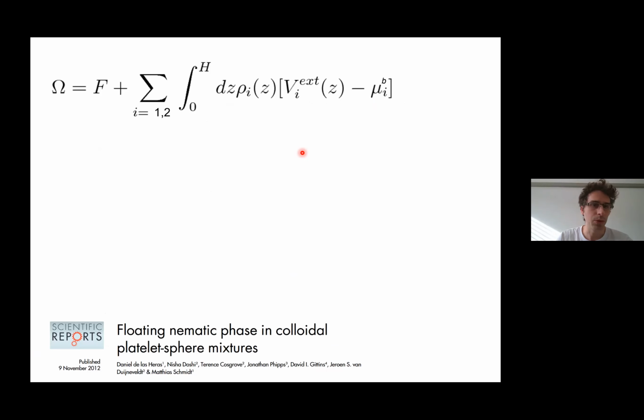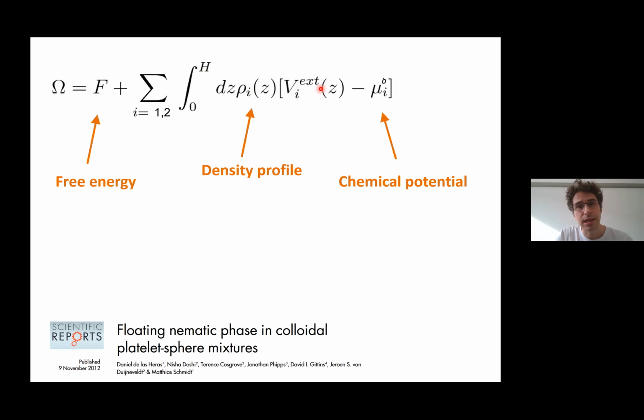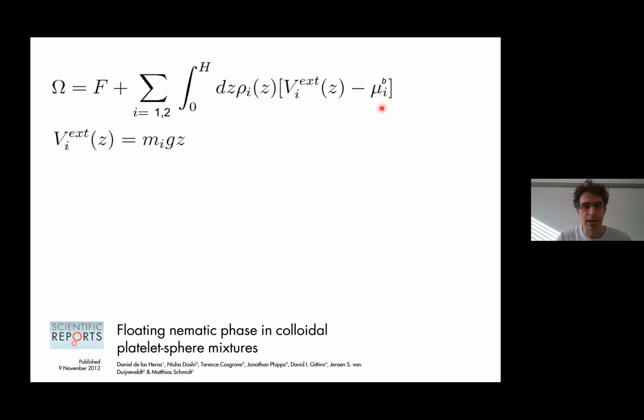And what we do that seems to work very well is the following. So we consider the grand potential. The grand potential is the free energy, and then we have a sum over the species times the integral from the bottom to the top of the sample of the density profile of each species times the external potential minus the chemical potential. Yeah, this is just thermodynamics. And then the external potential in our case is a gravitational field. So it's the buoyant mass of species i times acceleration of gravity times the vertical coordinate z.